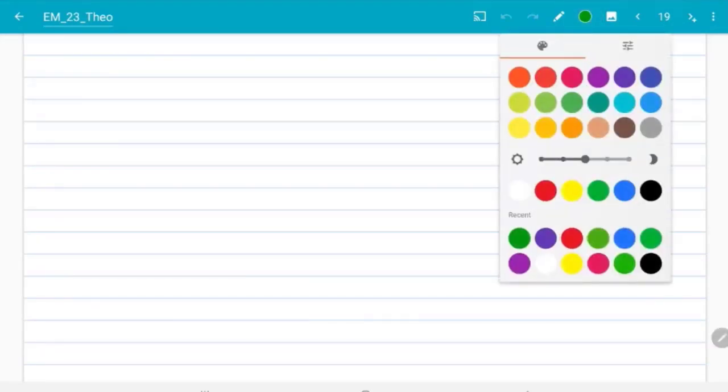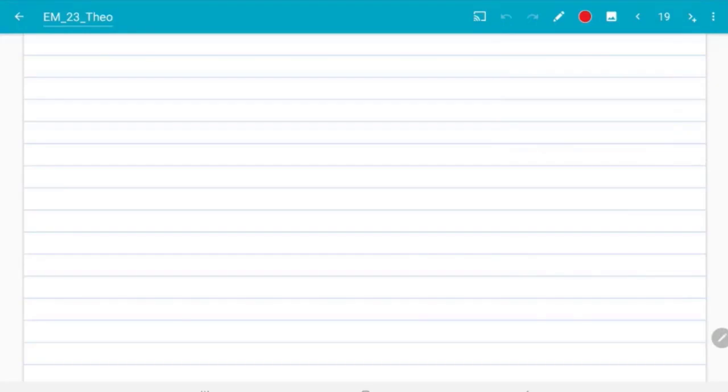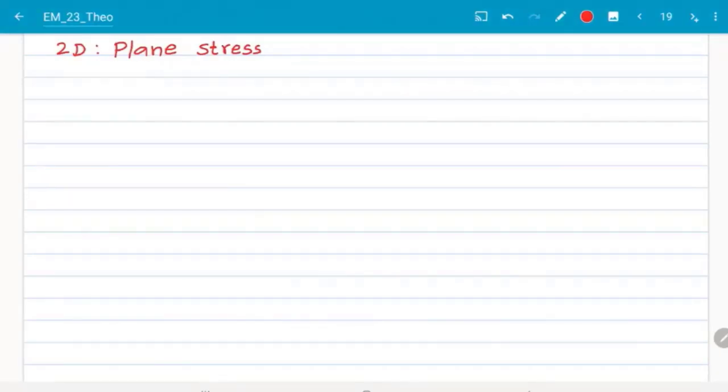See here, I will write the 2D Hooke's law, two-dimensional Hooke's law. For the 2D, there are three cases: plane stress, plane strain, axisymmetric. I will write for plane stress. See, we are going to write the Hooke's law. What is Hooke's law? Stress and strain relationship equation is called Hooke's law.